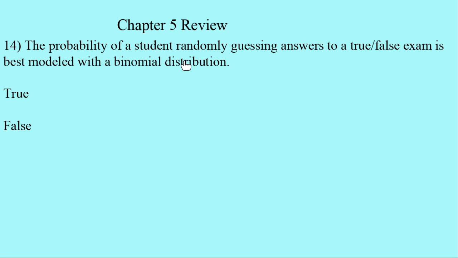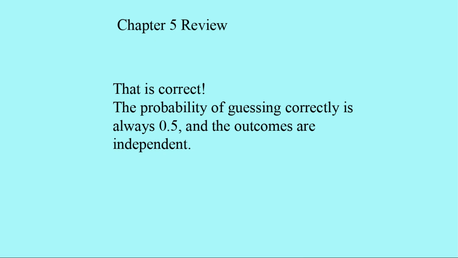Okay. The probability of a student randomly guessing answers to a true-false exam is best modeled with a binomial distribution. True or false? Right, because they're guessing. So remember, in the binomial, the previous event has no effect on the next event. So that's what guessing is. The probability of guessing correctly is always 0.5 and the outcomes are independent. Excellent.